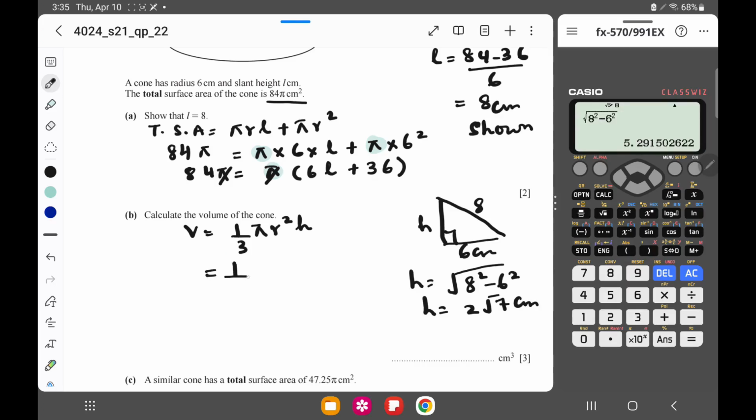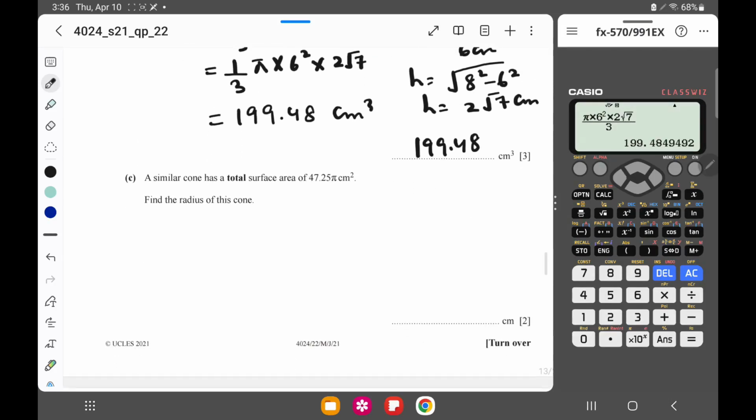Okay, 2 square root 7 I'm writing down to get the more accurate answer. So that is 1 over 3 pi r square, which is 6 square, and the height is 2 square root 7. Calculate and find your answer. So this I have calculated here. Pi into 6 square into 2 square root 7 divided by 3 is 199.48 cubic centimeters.